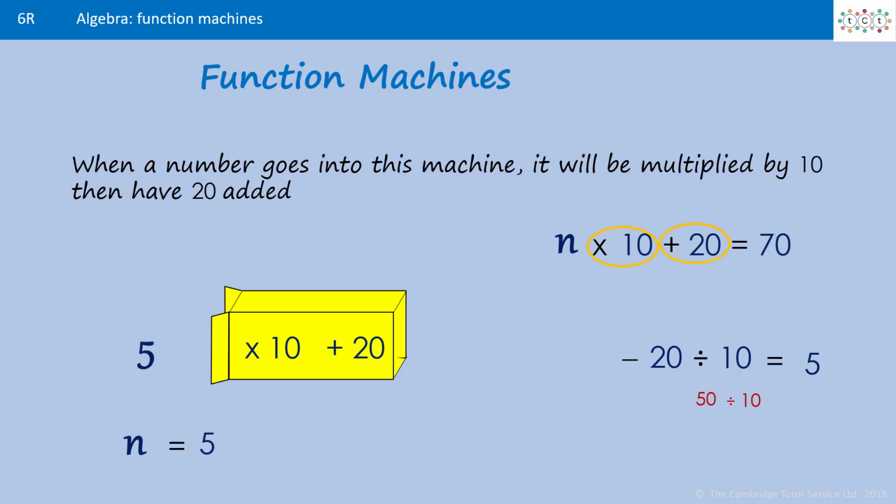And if you just check that, 5 goes into the box. If you times 5 by 10, that's 50. And if you add 20, that's 70.